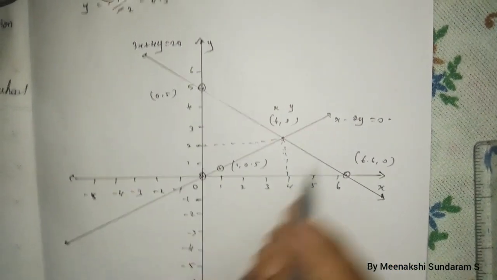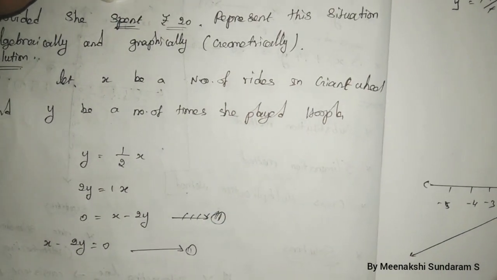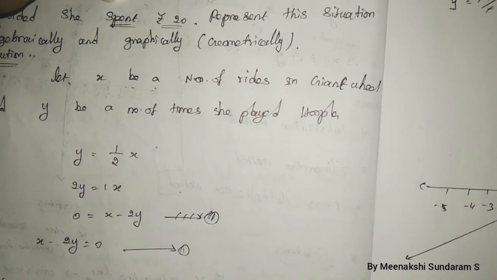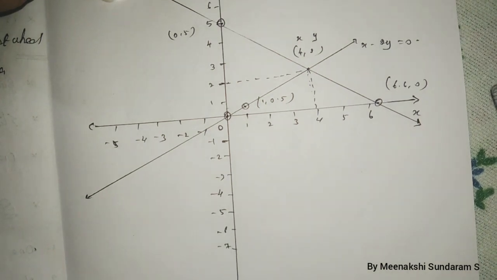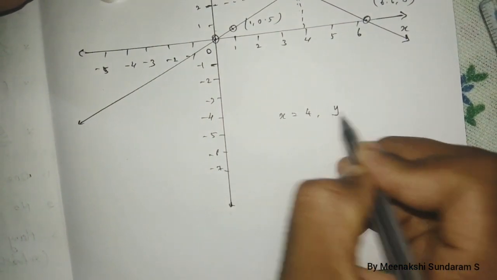Clear? What is the x here? x is the number of rides on the giant wheel. So 4 times he rode. Then y value, the number of times he played hoopla. He played hoopla 2 times. Clear? So (4, 2) is the answer. Then you can finally write x is equal to 4, y is equal to 2.